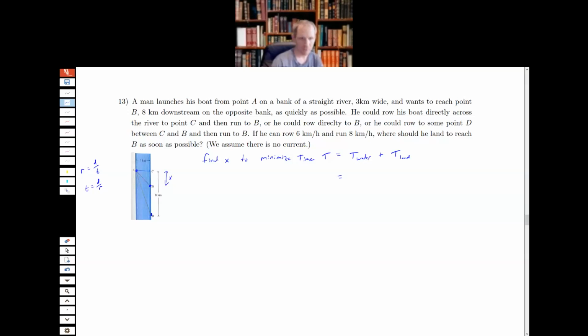So the time on the water is the distance over the water. I'll give that a variable, call that y. Divided by the speed in the water. Well, you can row 6 kilometers per hour. So I'm going to divide by 6. Time on land is the distance over land. Well, this is the distance over land. So I have this whole distance is 8. Take away x will give me the remaining distance. So 8 minus x divided by the speed on land, which is 8. Okay. So this is 1/6 y plus 1/8 times 8 minus x.